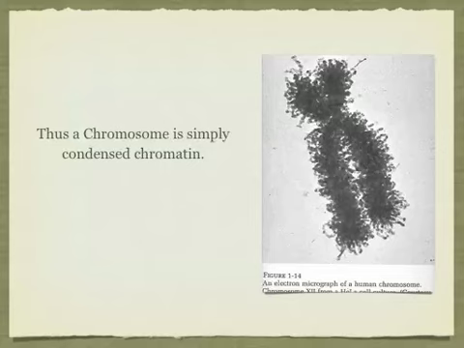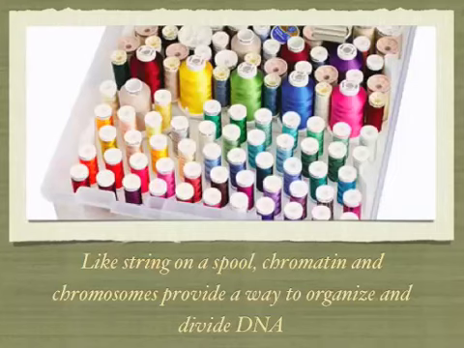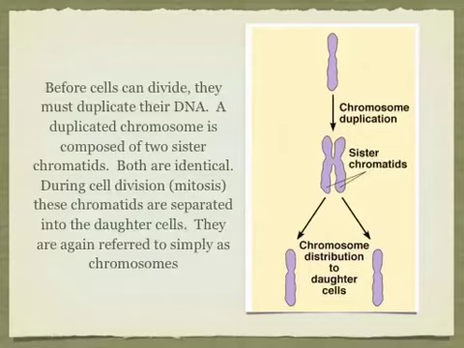When you're looking at a chromosome, you're looking at one strand of your 46 strands of DNA, compact, wound around proteins, and packed up in your nucleus. This is just like string on a spool. It provides a way to organize your DNA for access of information and for cell division.